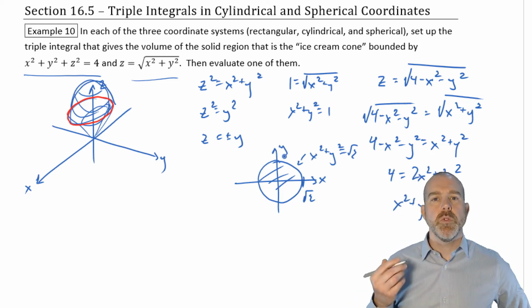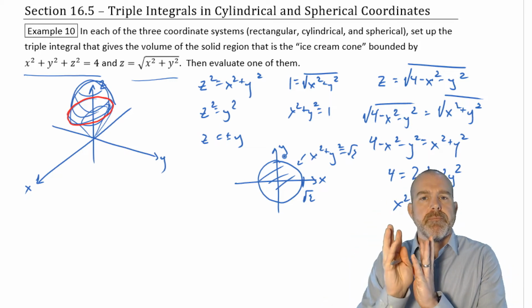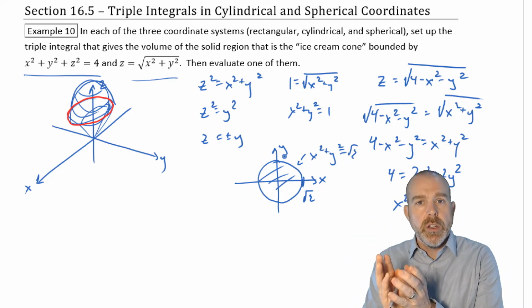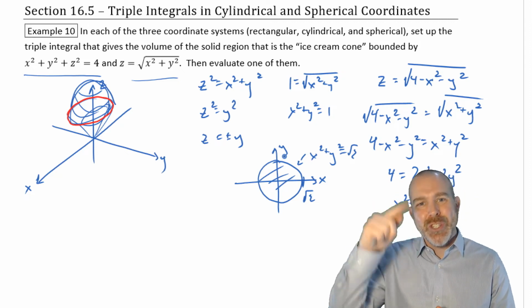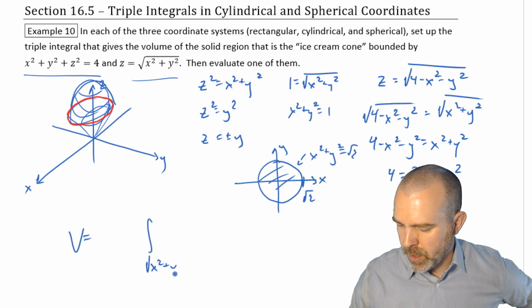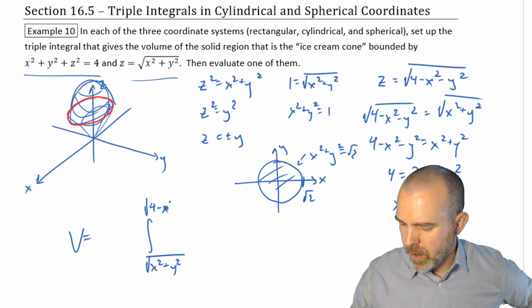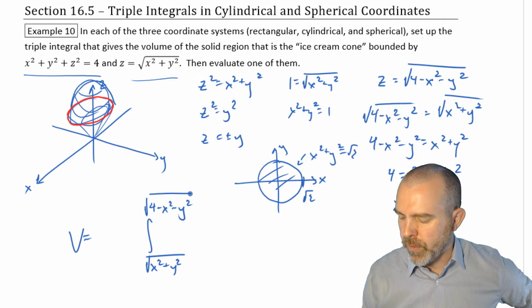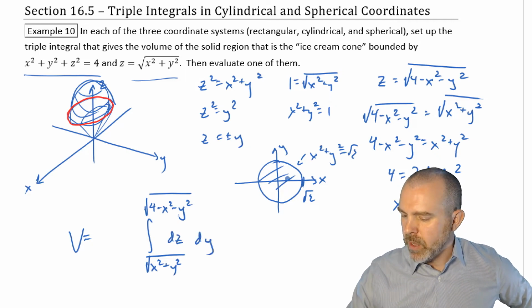Okay, so rectangular. We'll integrate from the cone to the ice cream, so the cone to the portion of a sphere. That'll be z. The cone is the square root of x squared plus y squared, and then the part of the sphere, the square root of 4 minus x squared minus y squared. That's z.